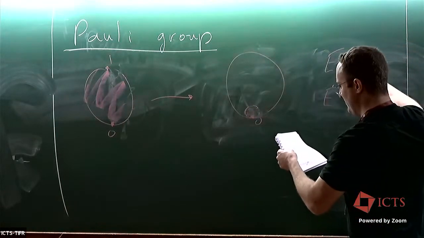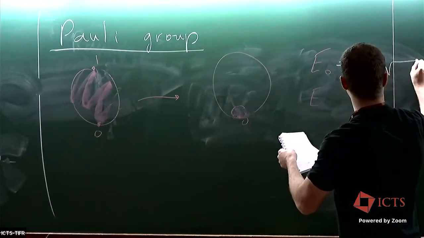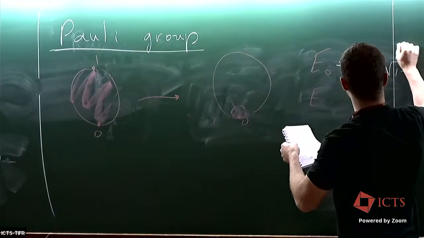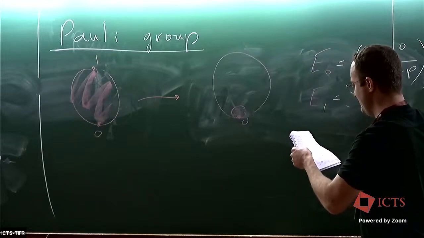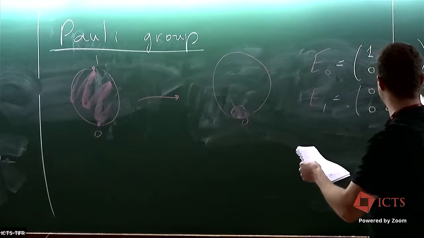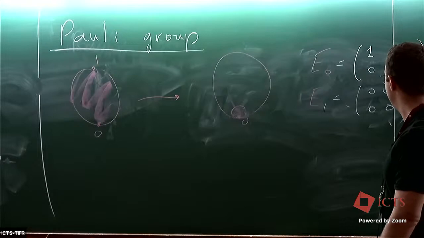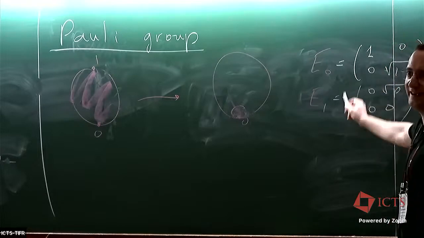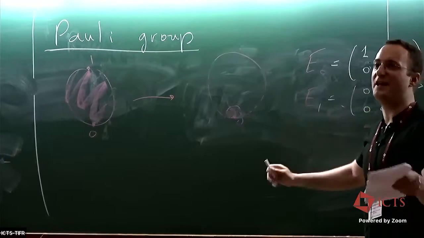So E0 is [1, 0; 0, square root of 1 minus P], and E1 is [0, square root of P; 0, 0]. This is a weird Kraus operator set. Why is it weird? First of all, there's no identity here. If you have amplitude damping, there is no such thing as nothing happening.